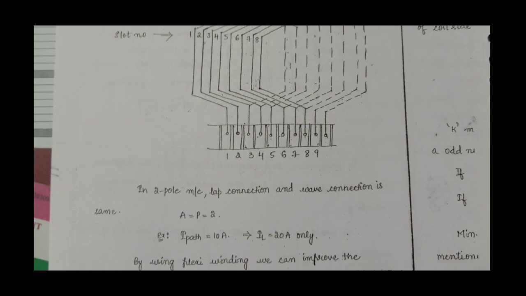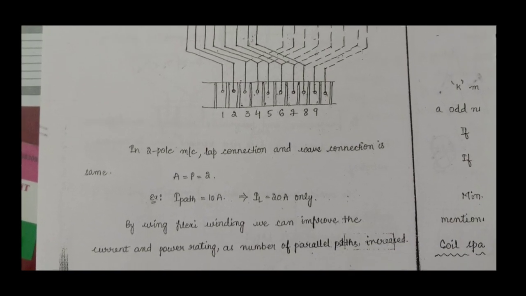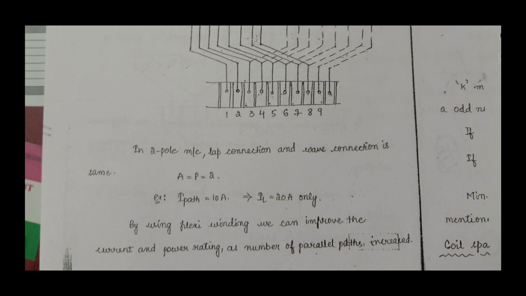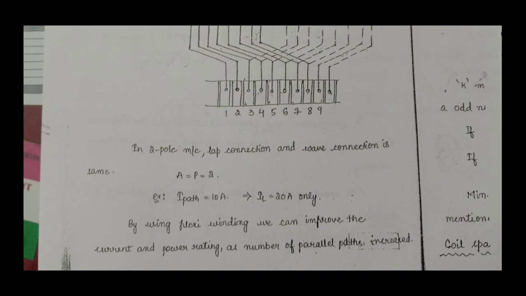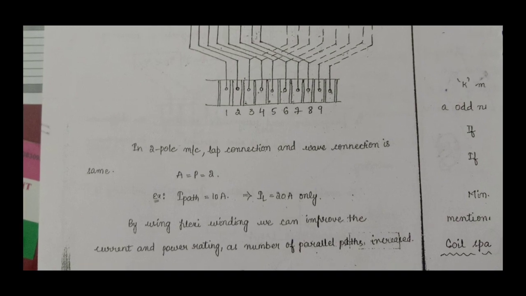In a two-pole machine, lap connection and wave connection are the same. A equal to P equal to 2. The current per path is 10 amps. IL equal to 20 amps only. The load current is 20 amps only.